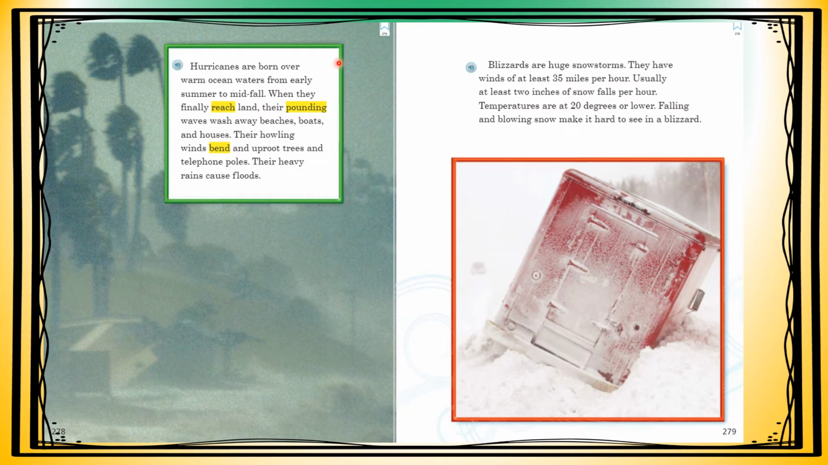Hurricanes are born over warm ocean waters from early summer to mid-fall. When they finally reach land, their pounding waves wash away beaches, boats, and houses. Their howling winds bend and uproot trees, telephone poles. Their heavy rain causes floods.